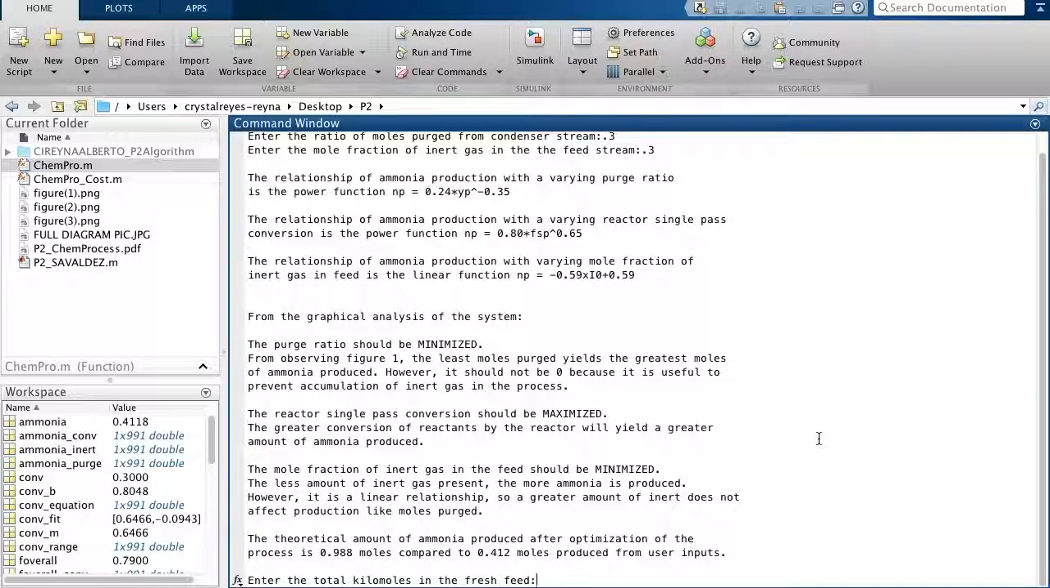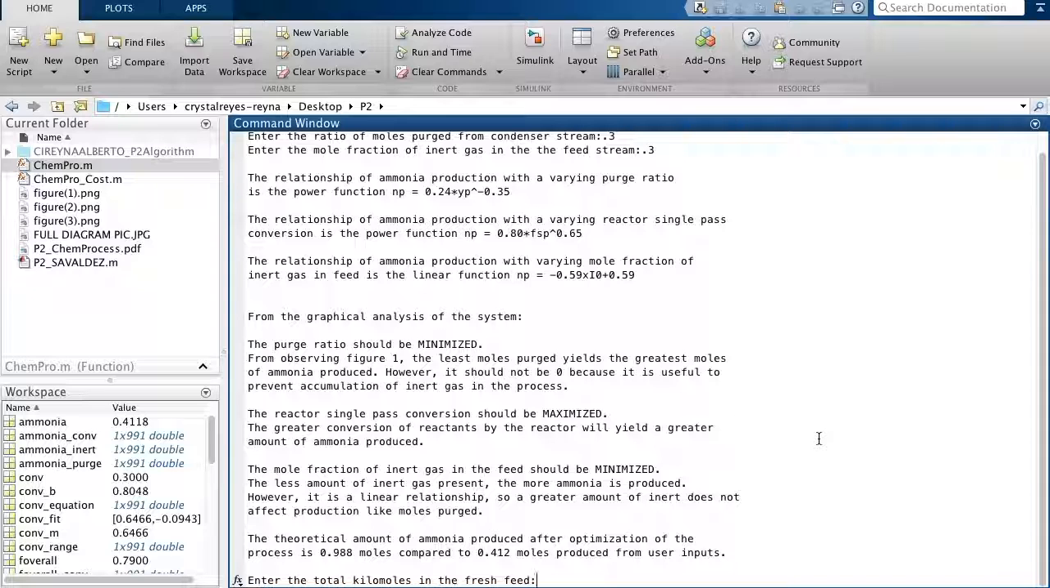The mole fraction of inert gas in the feed should be minimized. The less amount of inert gas present, the more ammonia is produced. However, it is a linear relationship, so a greater amount of inert does not affect production like moles purged. The theoretical amount of ammonia produced after optimization of the process is 0.988 moles compared to 0.412 moles produced from other inputs.